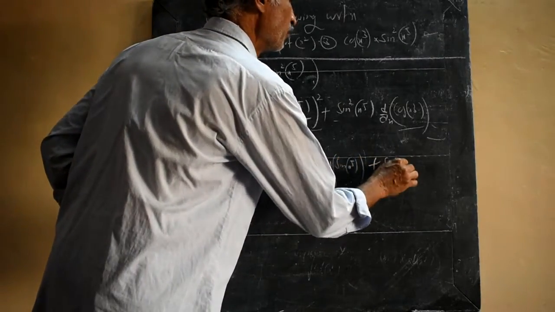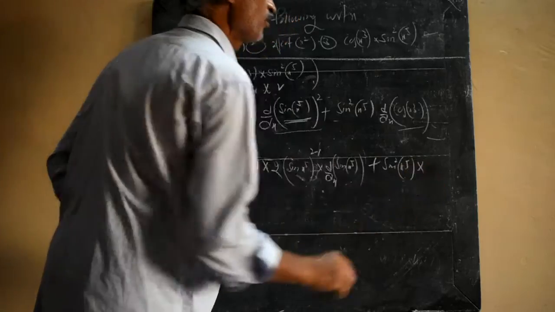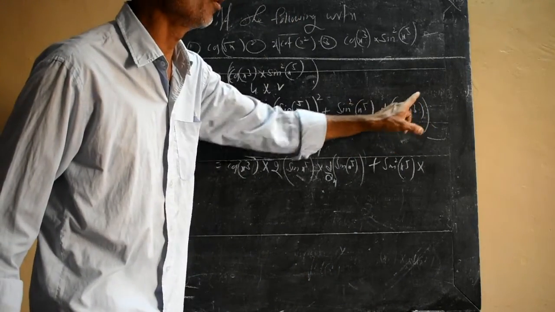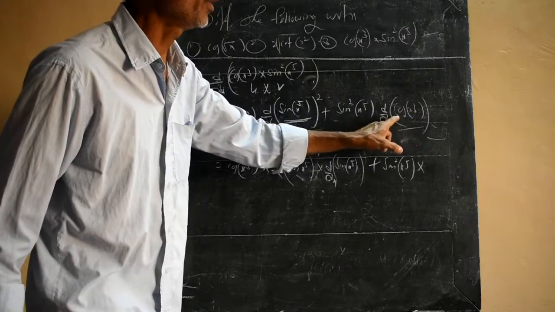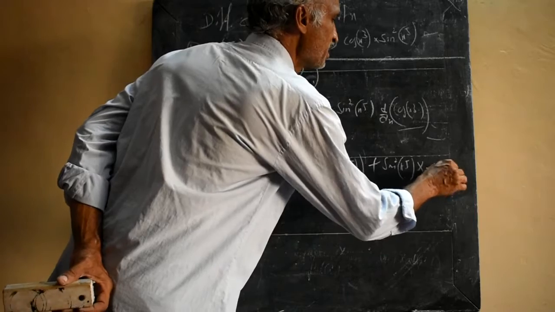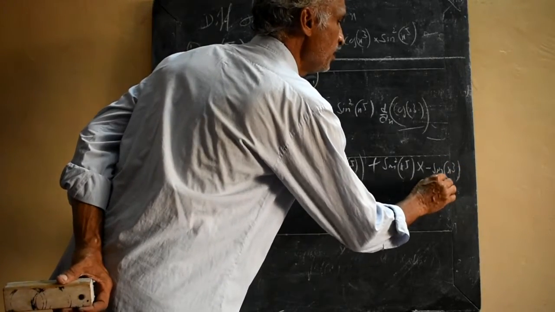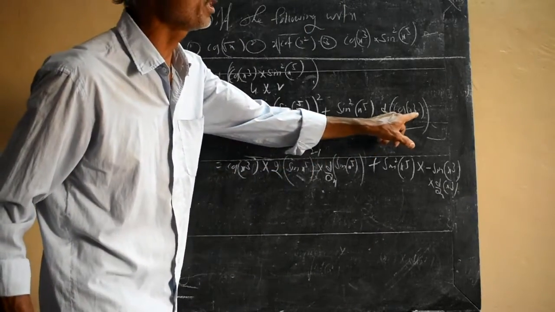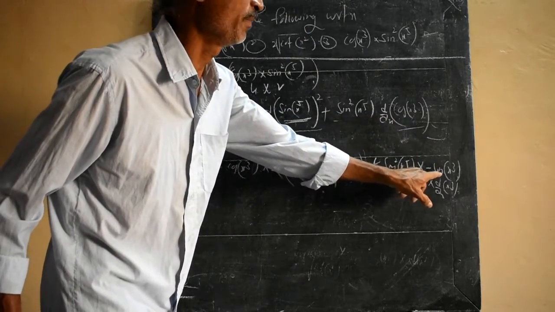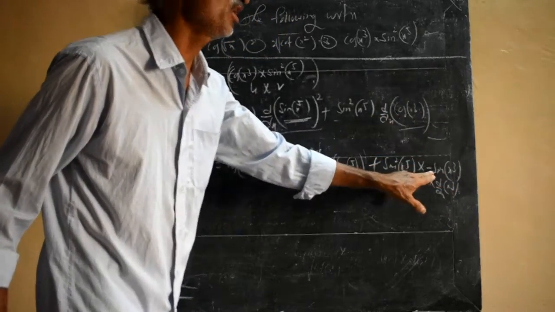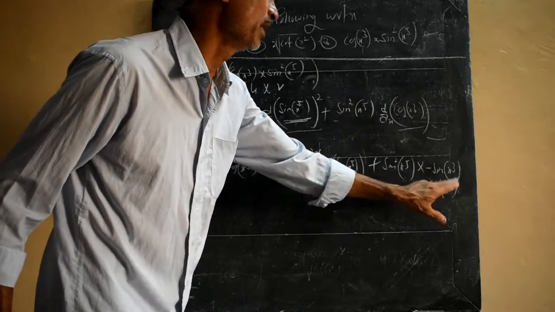Plus sin square x raised to 5 into d by dx of cos x cube. The differentiation of cos x cube is not whole raised to n, not that. It is simply cos x cube, therefore it is cos f of x. Cos f of x differentiation is minus sin f of x into d by dx of f of x, not minus sin x cube into d by dx of x cube.